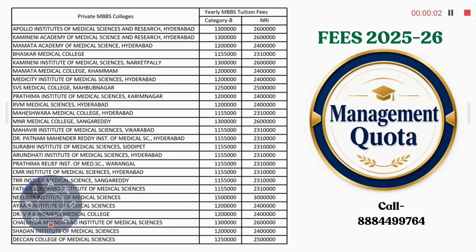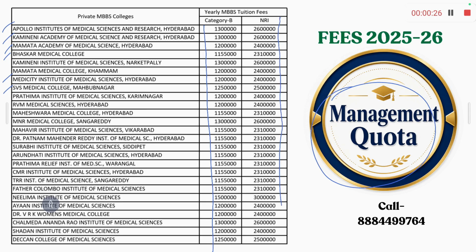So if you see the fee structures of the management quota in the private colleges like Apollo, Kamineni, Mamata, Bhaskara, Medicity, SBSC, this is the last year's fee structure for the B category. If you see the NRI fees here, as I told you, the NRI fees are the lowest in the whole of India in the case of Telangana.